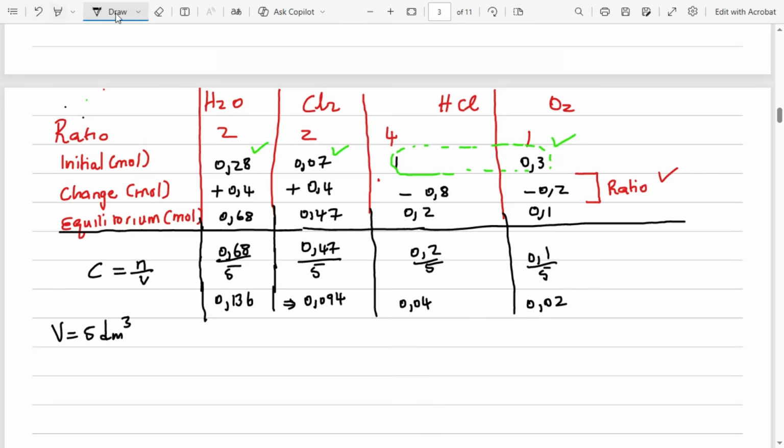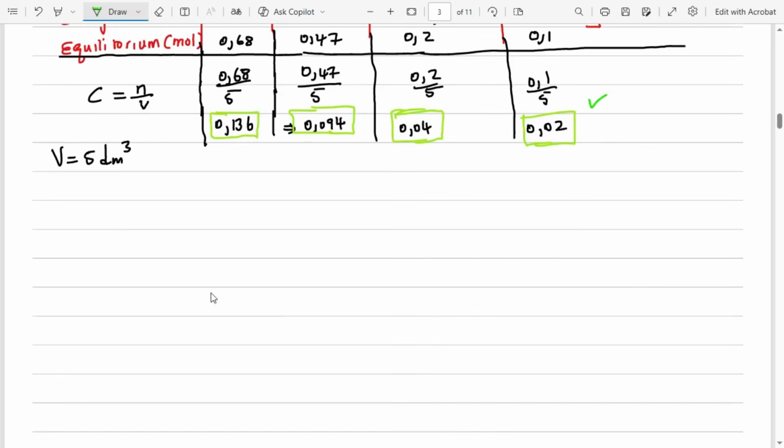So I know that these values are the most important values. This is the concentration at equilibrium. Remember, by finding this, there's definitely another mark for that block, 1 mark for all those concentration values at equilibrium. Let's keep moving.